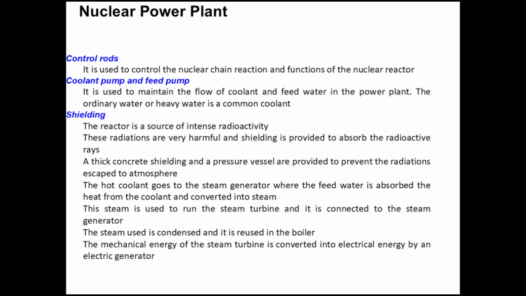The hot coolant goes to the steam generator, where the feed water absorbs the heat from the coolant and is converted into steam. This steam is used to run the steam turbine, which is connected to the generator. The used steam is condensed and reused in the boiler. The mechanical energy of the steam turbine is converted into electrical energy by an electric generator.